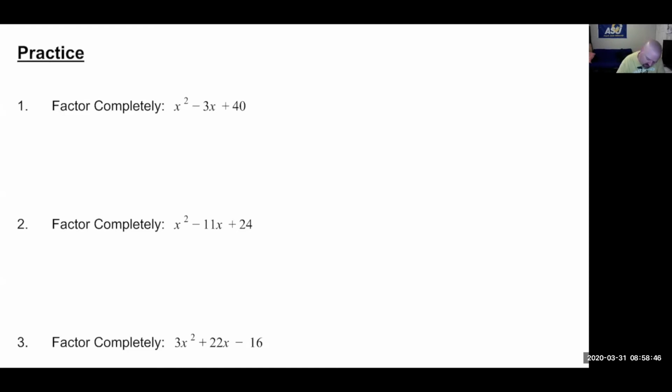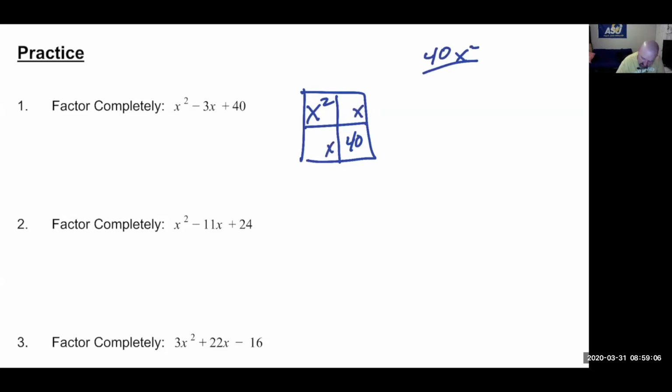You've got x squared and 40. There's no GCF, so I will make my box. I'm going to put x squared there and 40 there. I'm going to go off to the side and do x squared times 40, which gives me 40x squared. I'm not going to worry about the x squared much. It's going to go there and there, because it's just going to be split. And I'm going to look at the factors of 40.